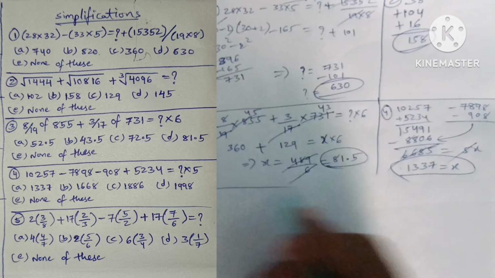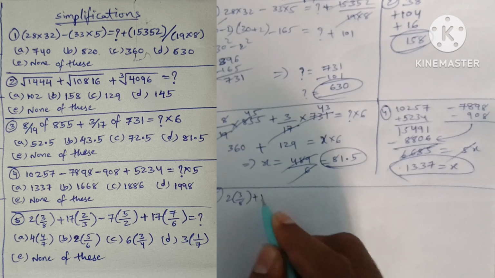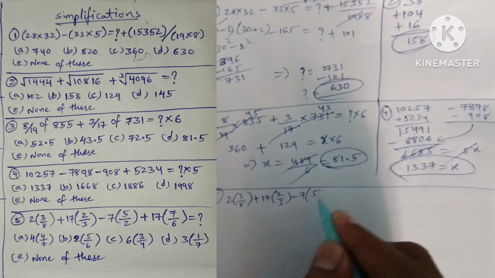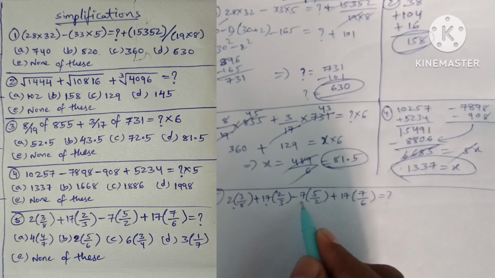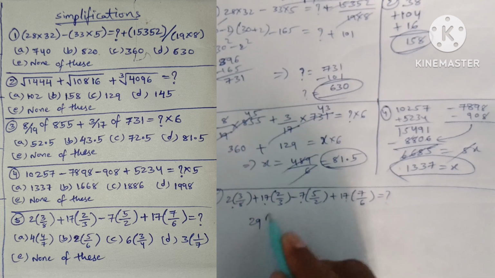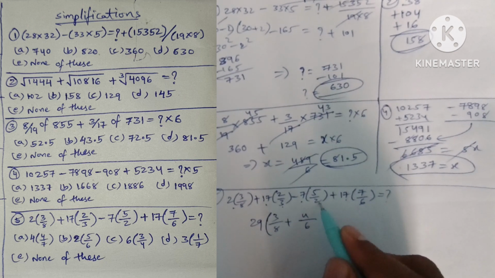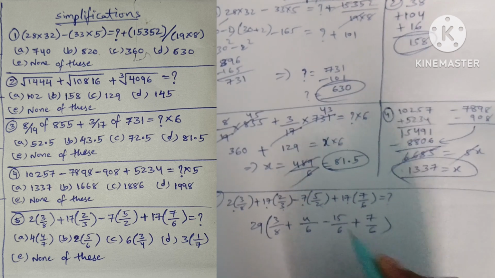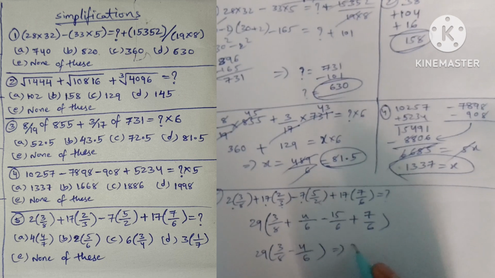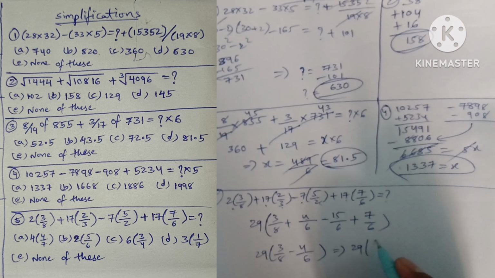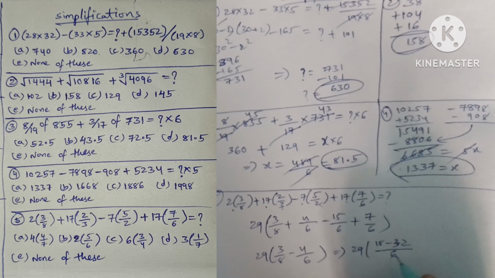Now we are going to do the fifth one, which is 2 3 by 8 plus 17 2 by 3 minus 7 5 by 2 plus 17 7 by 6 equals question mark. 2 plus 17 minus 7 plus 17 gives 29. Then 3 by 8 plus 4 by 6 minus 15 by 6 plus 7 by 6, which is 3 by 8 minus 4 by 6. 6 3s are 18, 8 4s are 32, by 24.